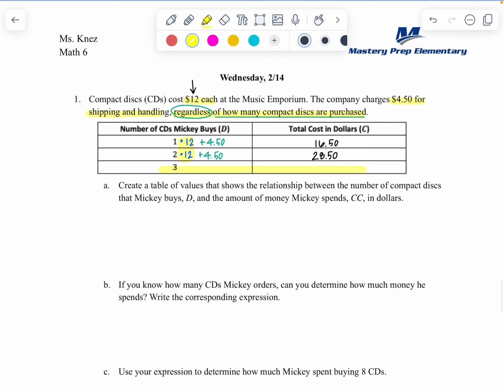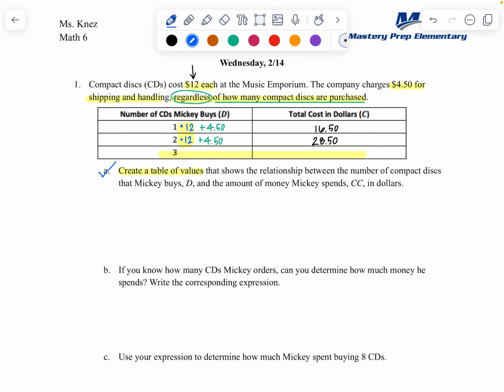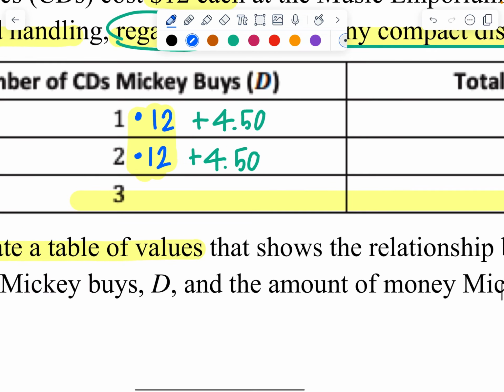We already did question A. Question A says, create a table of values that shows the relationship between the number of compact discs that Mikey buys and the amount of money Mikey spends, C, in dollars. Once you complete your table, you can check that off. B says, if you know how many CDs Mikey orders, can you determine how much money he spends? Write the corresponding expression. Let's zoom into our table.